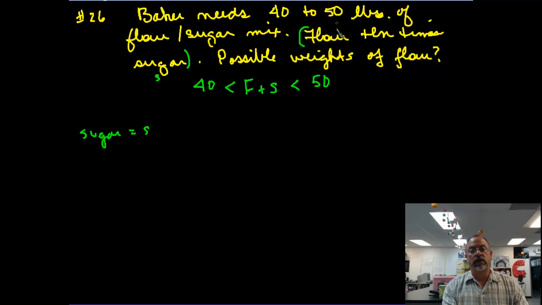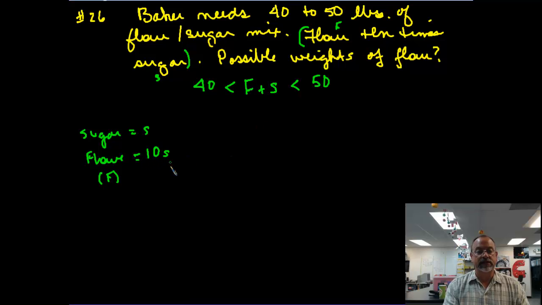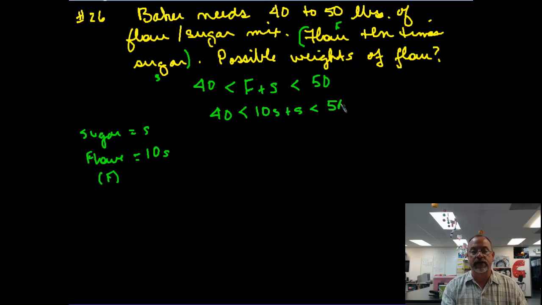Now flour, f, so we're going to let our flour be 10 times the sugar, so 10s. So if I put in 1 pound of sugar, I've got to put in 10 pounds of flour. So f is actually equal to 10s. So I can take this 10s now and put it in for f, excuse me, and then I have an inequality that has all the same variable in it, and now I can go ahead and solve this.